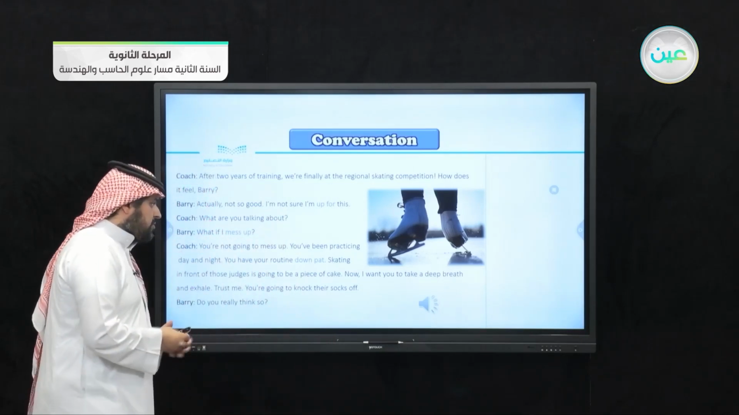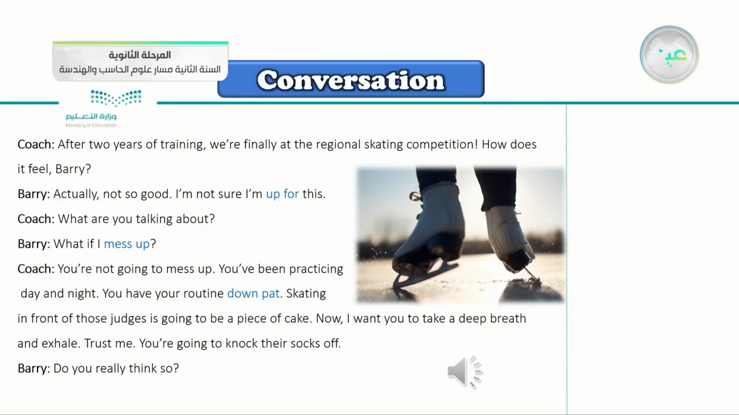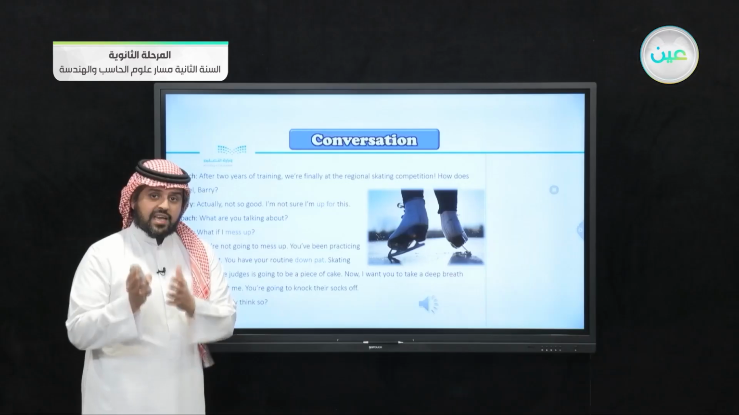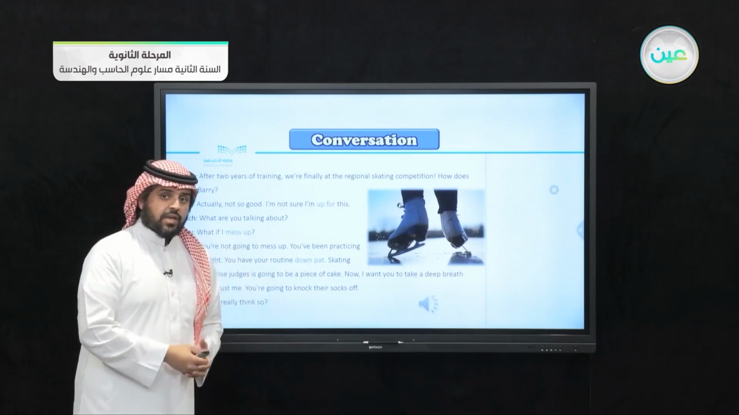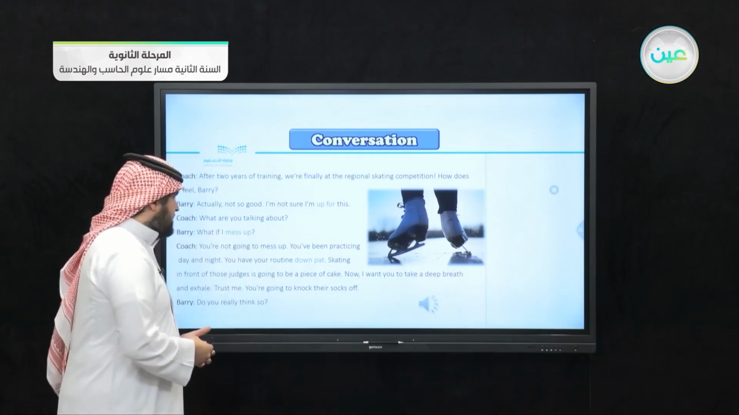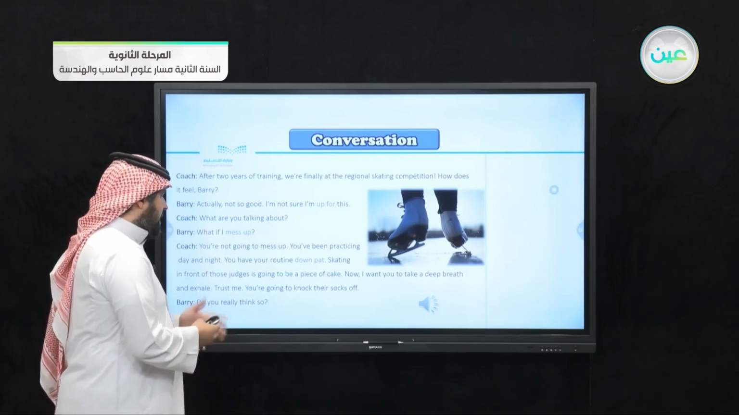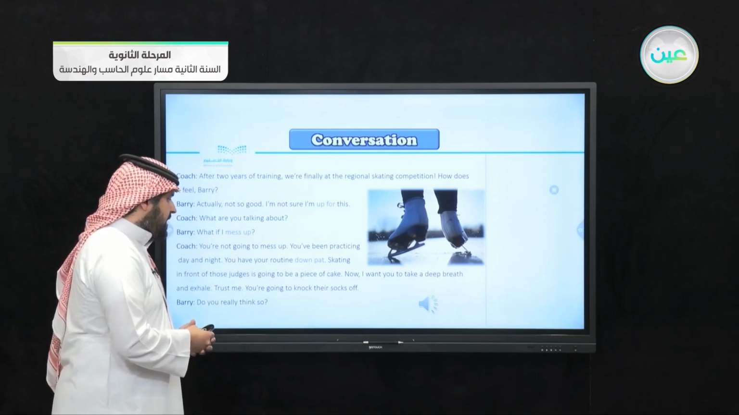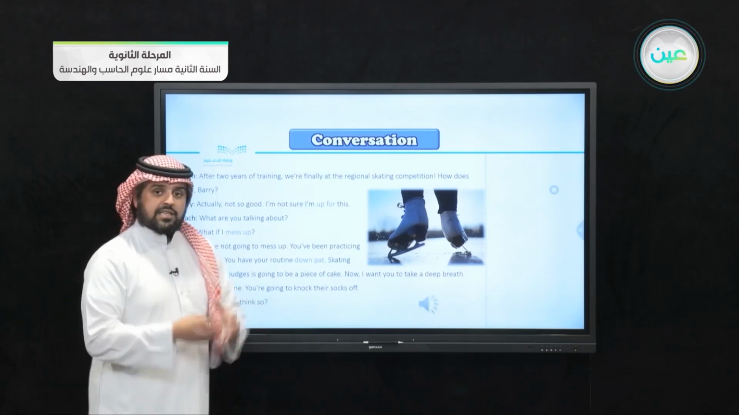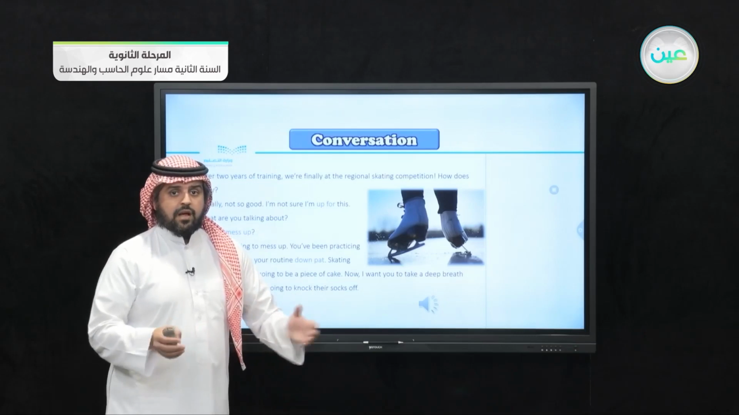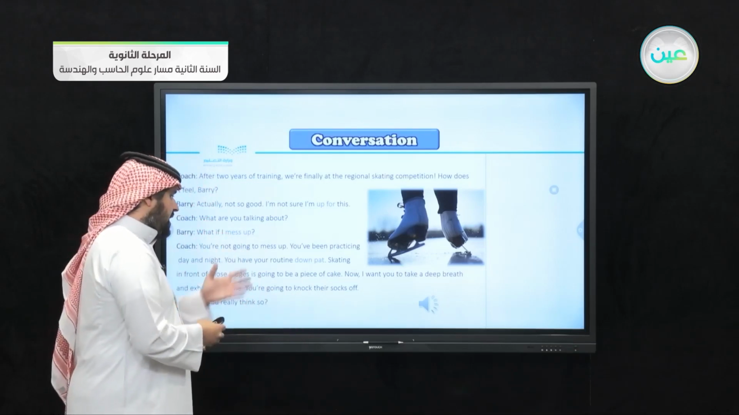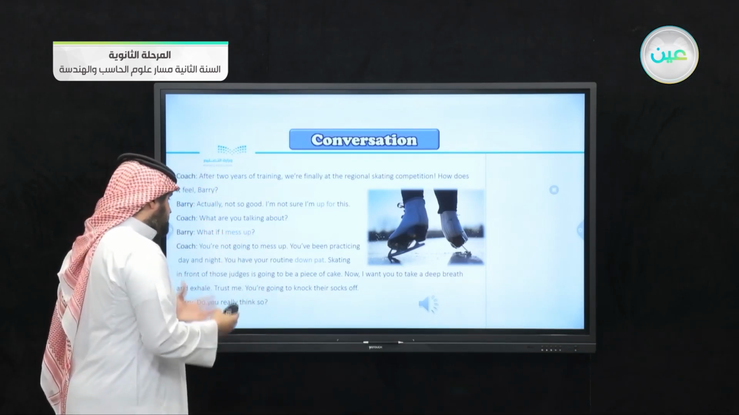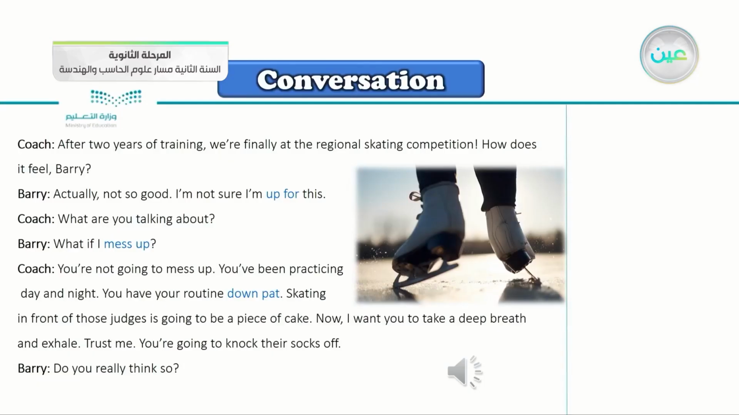He said, you're not going to mess up. We have been practicing day and night. Every day we have been practicing, so you have to believe in yourself. You have your routine down pat. Skating in front of those judges is going to be a piece of cake. So a piece of cake, is it easy or hard? Of course, it's easy. Piece of cake means easy. Now I want you to take a deep breath and exhale. Trust me, you're going to knock their socks off. Do you really think so?